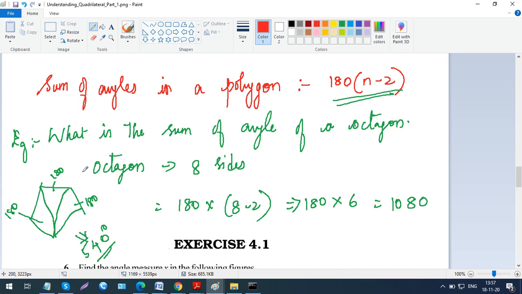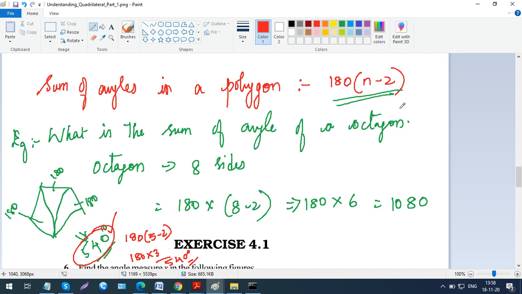Like in case of a pentagon, we know that n is 5, right? So let's see if you're getting 540. You actually got 540, right? So let's see if you get 540 using the formula. So 180 into n minus 2, n is 5, so 5 minus 2, so 180 into 3, which is actually 540. Understood? Okay.